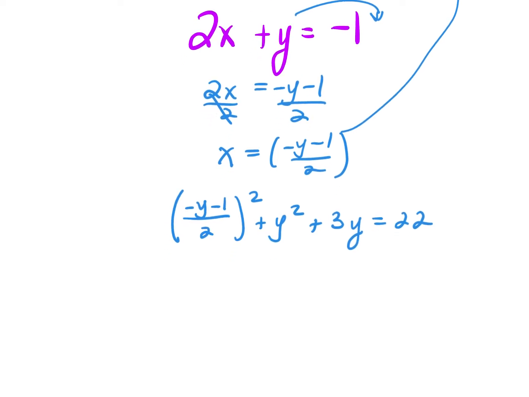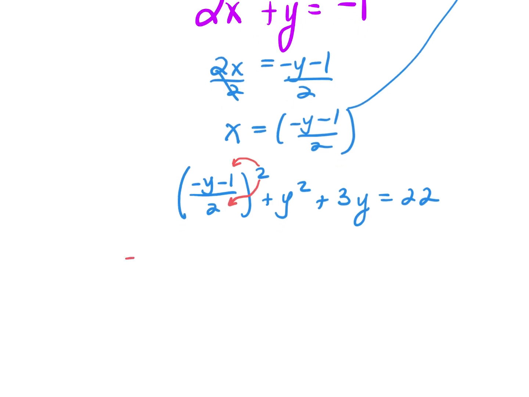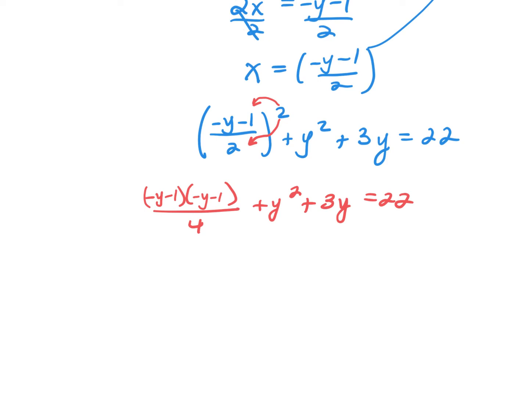Now, when we do this, guys, this goes to the top and to the bottom, right? So that means I have negative y minus 1 times negative y minus 1 over 4. You with me? Plus y squared plus 3y equals 22. So let's FOIL this out. What's negative y times negative y? Y squared. What's negative y times negative 1?